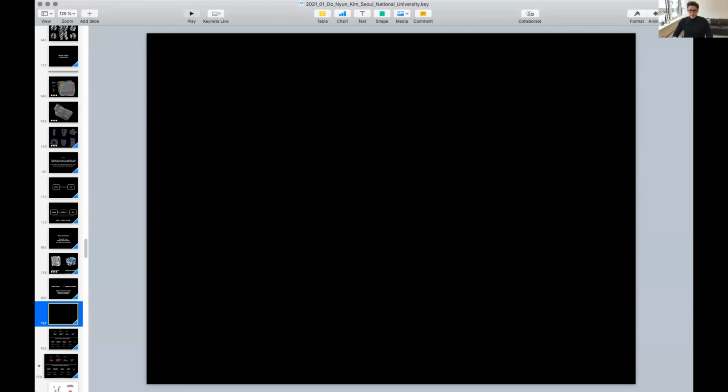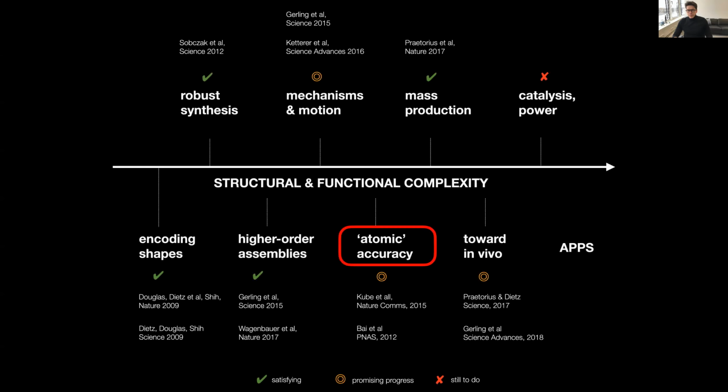So we were talking about improvements in the structural validation of artificial DNA-based assemblies, something which I abbreviated as the atomic accuracy challenge. And now I'd like to talk with you about making higher order assemblies.